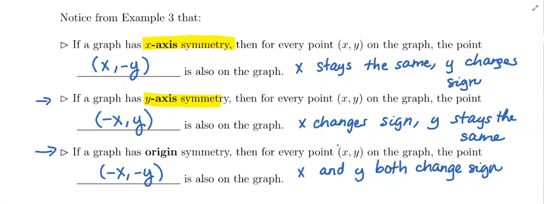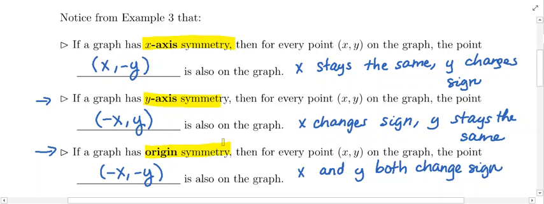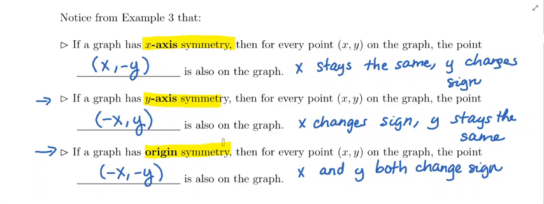Something I want to point out to help you remember this: if you are dealing with x-axis symmetry, it's the x coordinate that's going to stay the same. If you are dealing with y-axis symmetry, it is the y coordinate that is going to stay the same. And then it's easy to remember that for origin, both coordinates change.